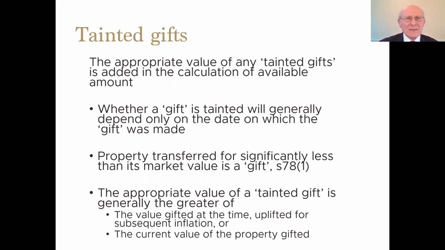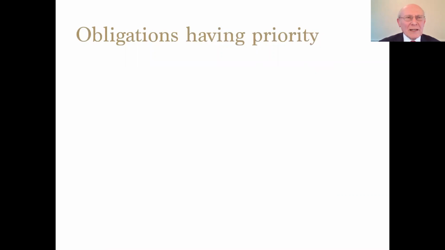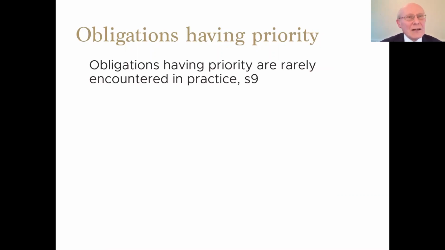It also means that my daughter's assets, all of my daughter's assets, will become realizable property as far as enforcement is concerned. So all sorts of difficulties from tainted gifts. I mentioned obligations having priority. Well, what are they? They are thankfully rare.